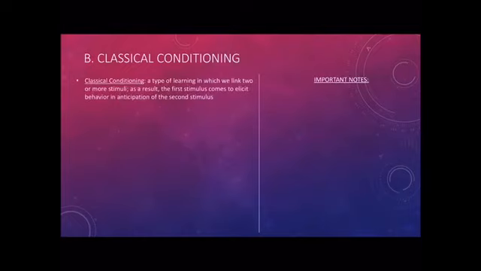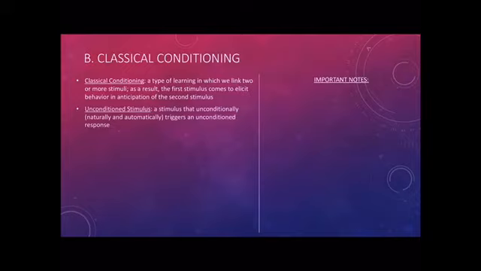So like I said, classical conditioning is a type of learning where we link two or more stimuli together. The first stimulus, which in this example would be the bell ringing, comes to elicit a behavior, the dog salivating, in anticipation of the second stimulus, which is the presentation of food for the dog.